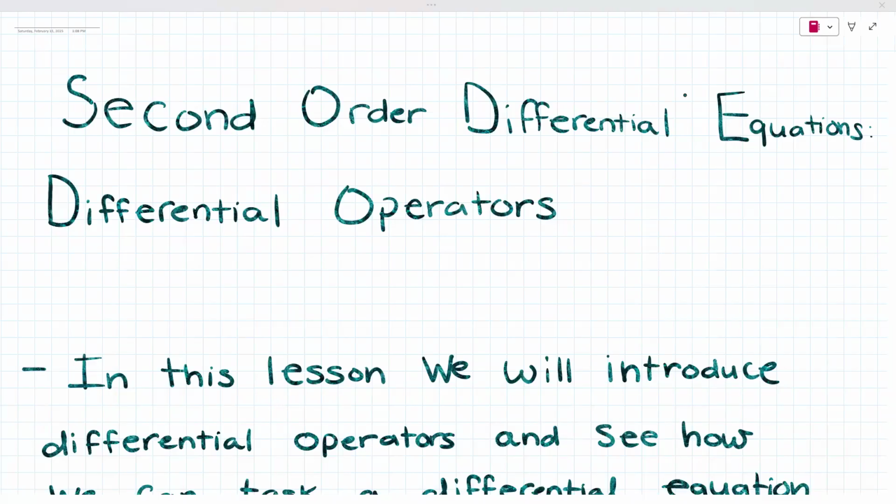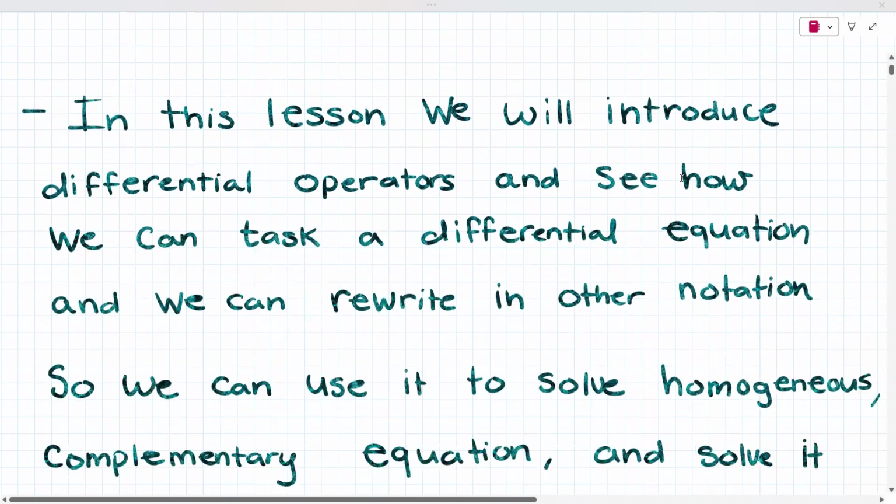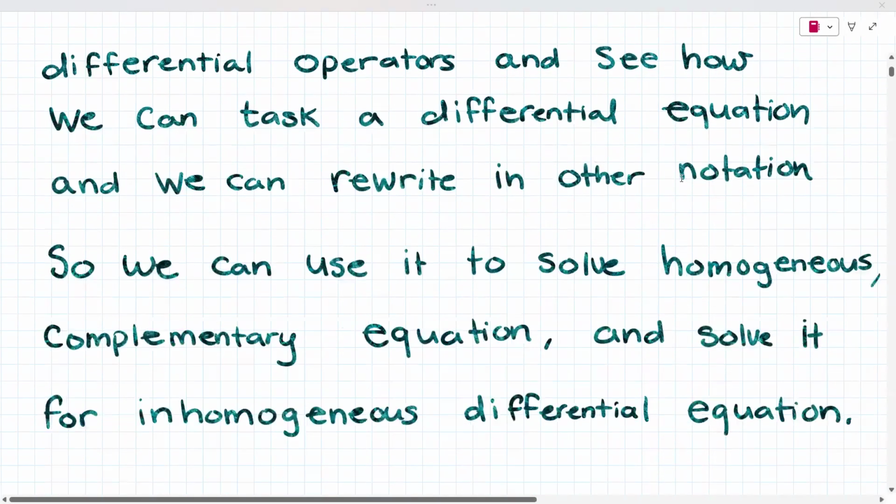Hello. In this section, we will be going over second order differential equations, differential operators. In this lesson, we will introduce differential operators and see how we can rewrite a differential equation in another notation. So we can use it to solve homogeneous, complementary equations, and solve it for inhomogeneous differential equations.